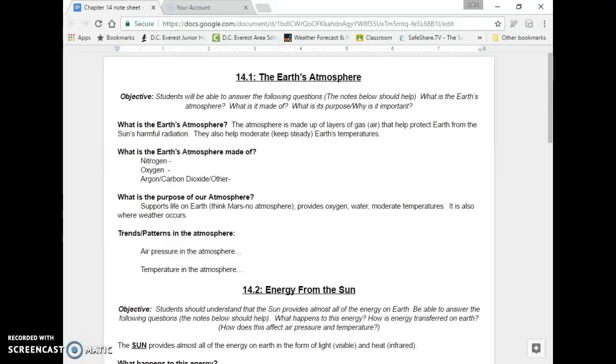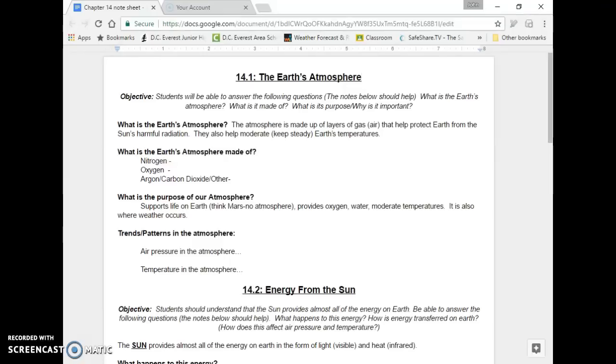Okay, the Earth's atmosphere is made up of layers of gas that help protect Earth from the sun's harmful radiation. Different layers do different things. We have the ozone layer that keeps out ultraviolet radiation, or at least a lot of it. So everything has its job up there.